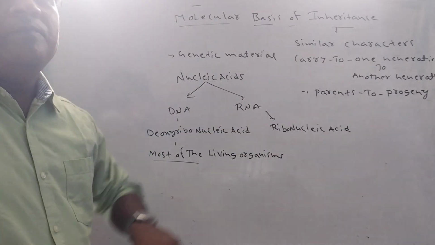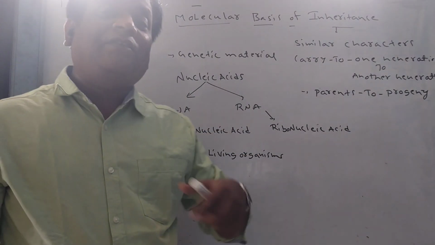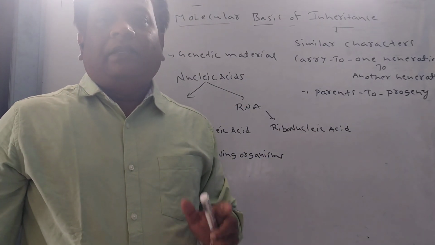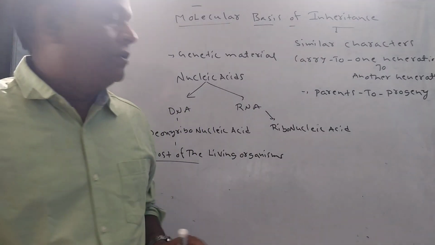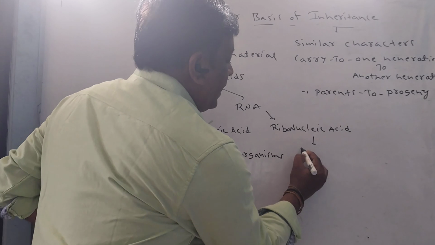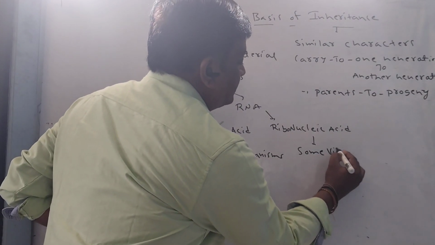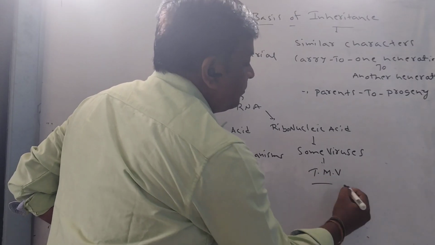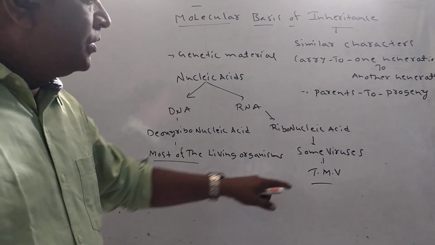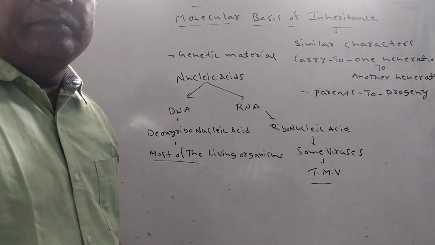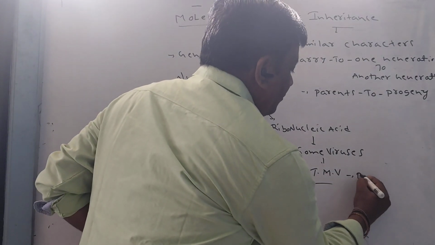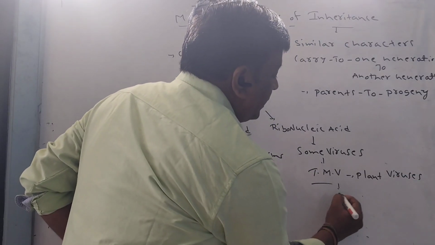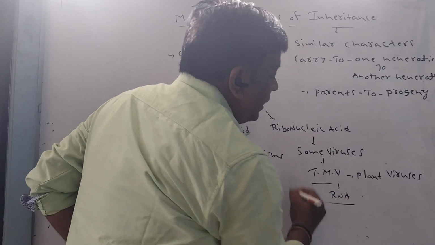Right? Now we see RNA. RNA is also a genetic material, but only in some viruses, not in all living organisms. Not all viruses also. RNA is the genetic material only in some viruses. We can take the example of the TMV virus, which is a plant virus, the tobacco mosaic virus. In this one, RNA is the genetic material.